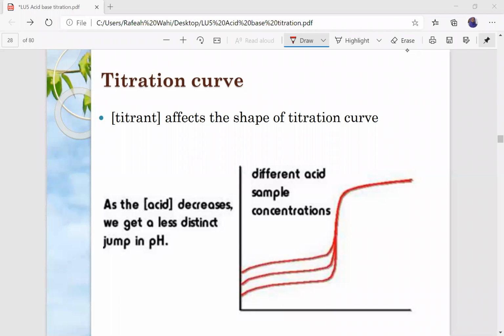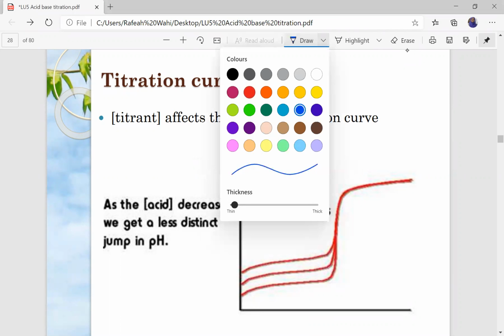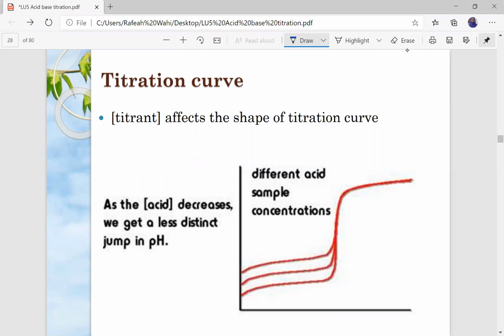The concentration of titrant affects the shape of the titration curve, meaning that as the concentration of acid decreases, we get a less distinct jump in the pH. So in the curves shown in the slide here, let's say you have curve A, curve B, and curve C. Which one do you think has more concentration of acid?